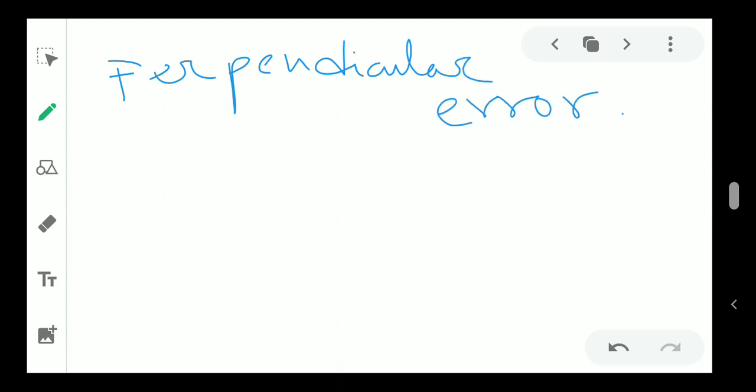These are basically the errors that can come when you take observations. Oh, one more thing I missed, that is parallax error. Parallax error can also be a personal error.